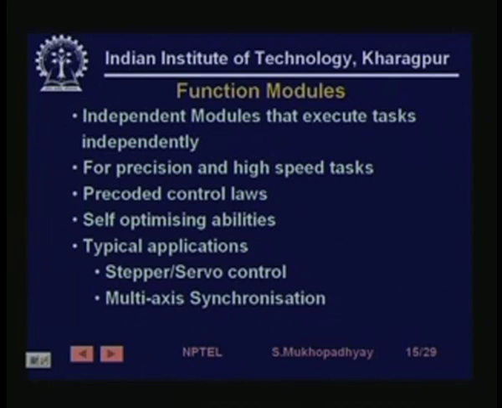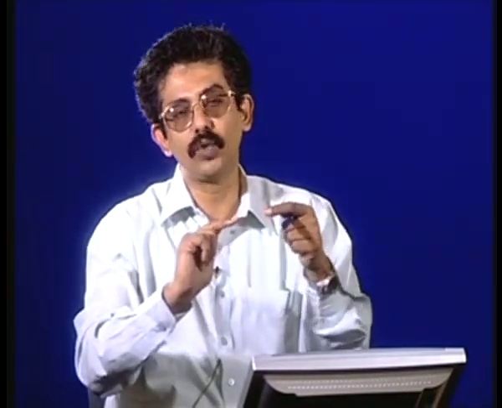And typical applications would be stepper servo control and multi-axis synchronization, as we will see after this. We will go into manufacturing, the CNC machine controls, where there are many cases where a precise two-dimensional motion has to be created. Suppose you are cutting something along a surface, so you have to give motion commands along two axes, and they have to be very synchronized. That is called multi-axis synchronization.